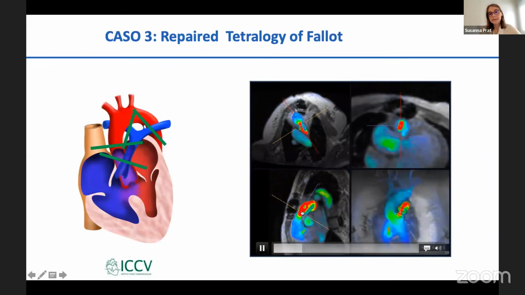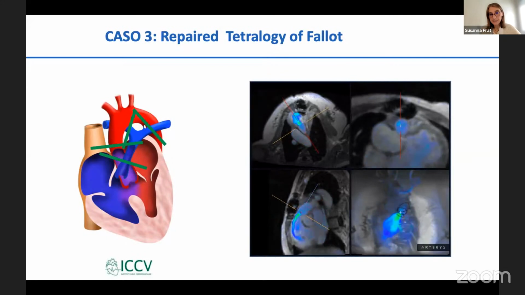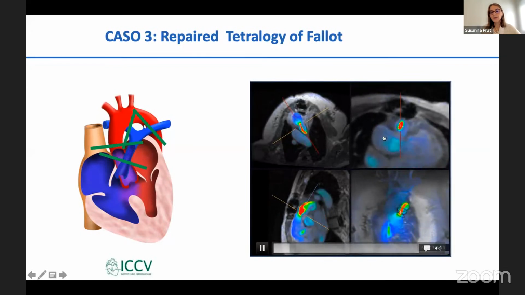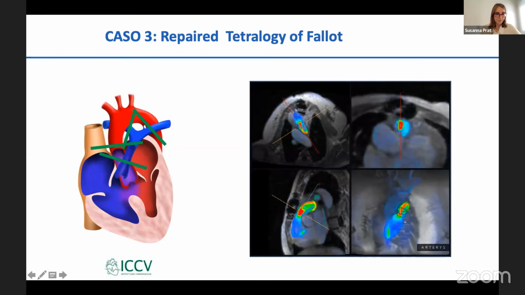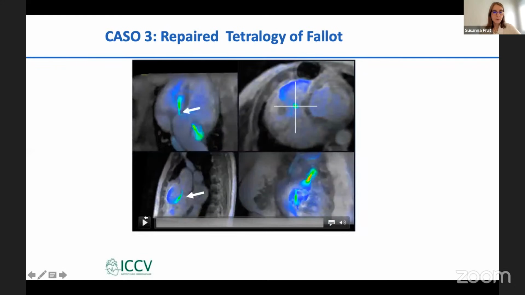If we see this velocity map, in the area of the pulmonary valve we see these high velocities in systole, and we can see as well a reverse flow of pulmonary regurgitation. We plane our software on the area along the cardiac cycle, and in this patient we confirmed that he had severe stenosis and significant pulmonary regurgitation.